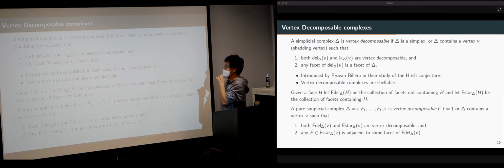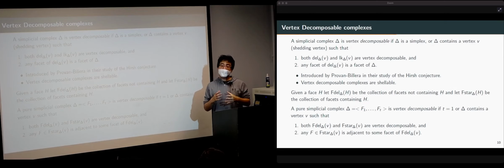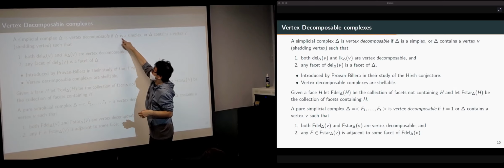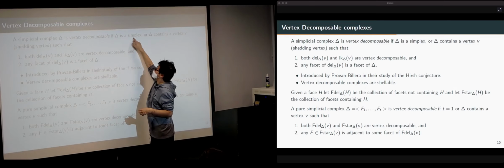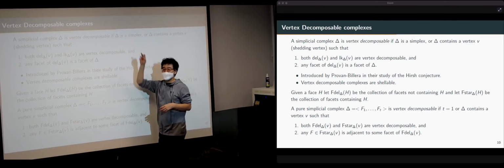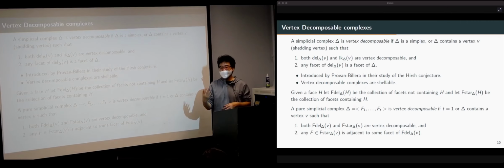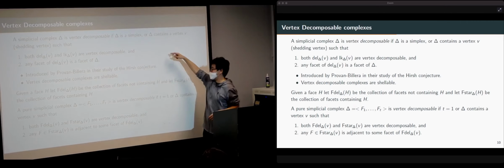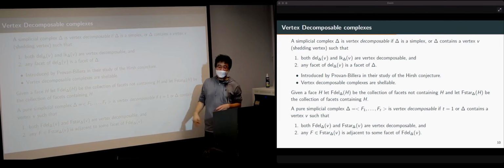We are defining that as the base case for our definition. So here we say that a complex is vertex decomposable if it's a simplex, and the simplex is the one that just contains one facet. So it's pretty much a translation of that.